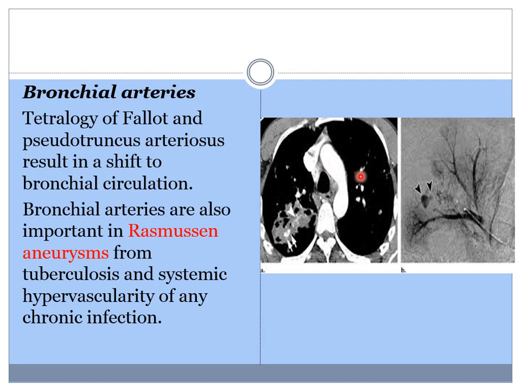Bronchial arteries. Tetralogy of Fallot and pseudotruncus arteriosus result in a shift to bronchial circulation. Bronchial arteries are also important in Rasmussen aneurysm from TB and in systemic hypervascularity of any chronic infection. Here we can see a bronchial artery aneurysm, also on angiography, a case of pulmonary TB.